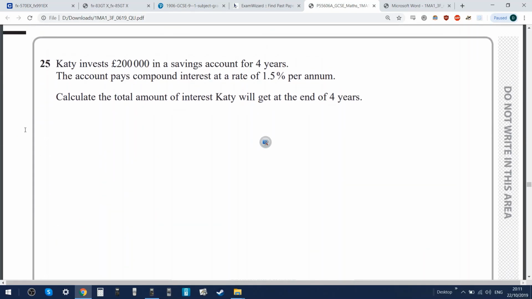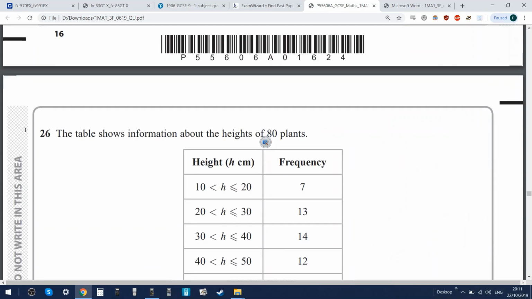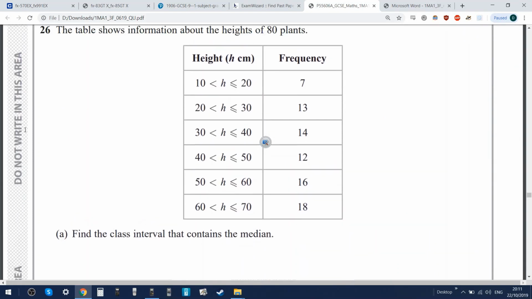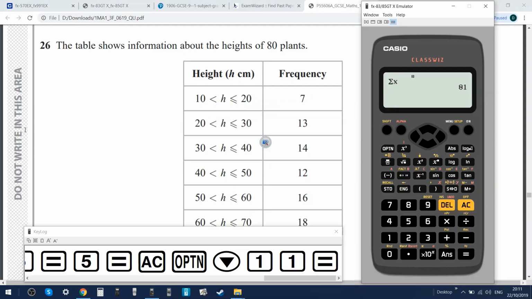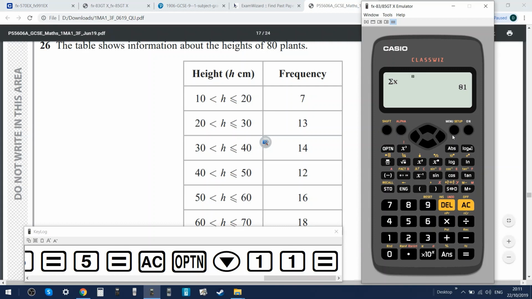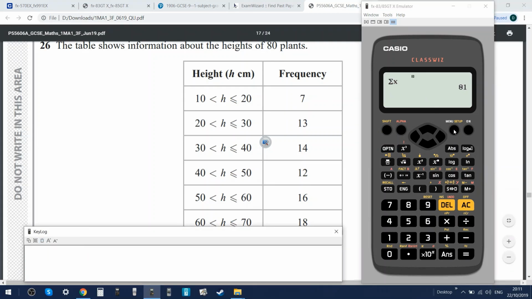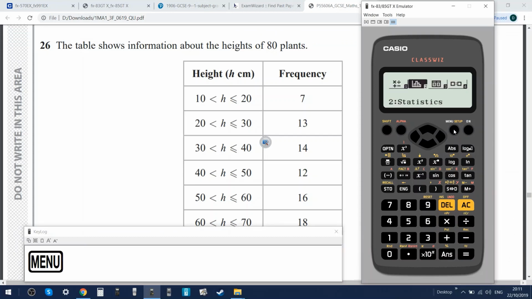So this one, I have to understand things. Oh, we can just do the same thing again. Can we just do the same thing again? Yeah, we can just do the same thing again. Great. So we go back to the start again. So menu 2 for statistics, and it is one variable again, and frequency is already switched on.